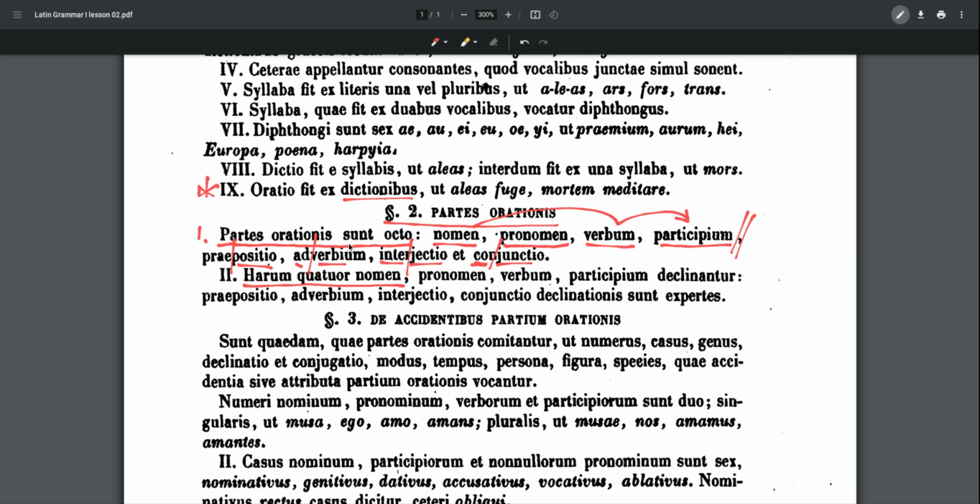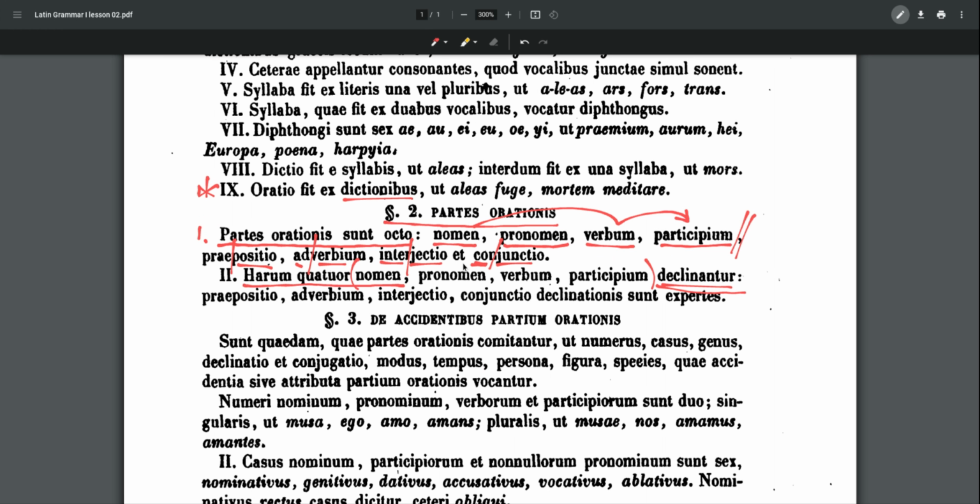declinantur. So of these 8 parts of speech, 4 declinantur, are declined. And which four are declined? These four here. Nomen, pronomen, verbum, and participium. So of the 8 parts of speech, the first 4 are declined.